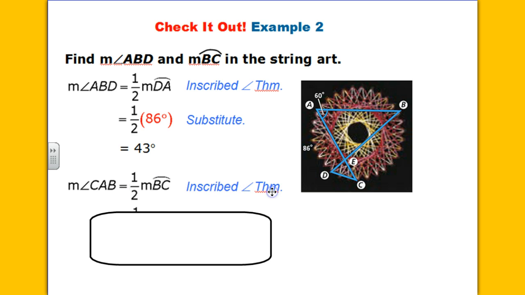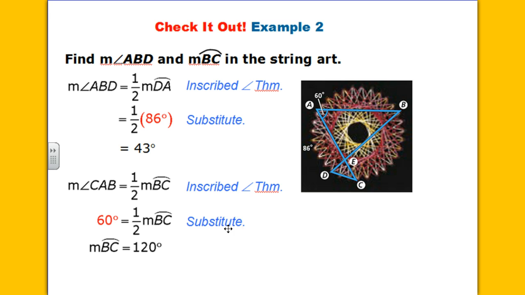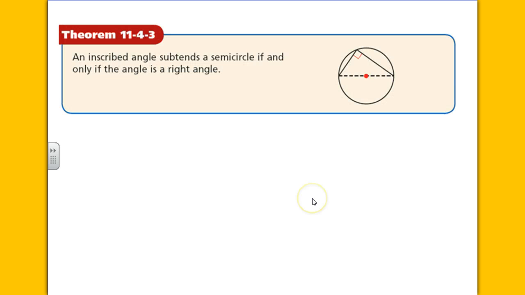It's 120. So good. How did you find it? 60. Doubled it. Doubled the inscribed angle to find the arc measure out here. Good. Okay, an inscribed angle subtends a semicircle if and only if the angle is a right angle.